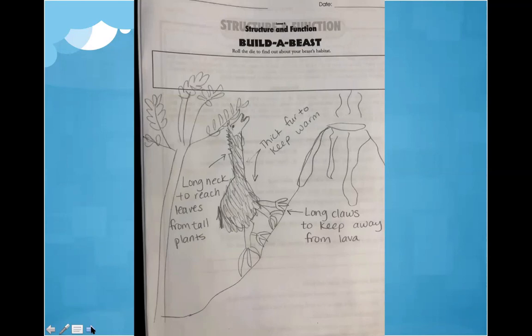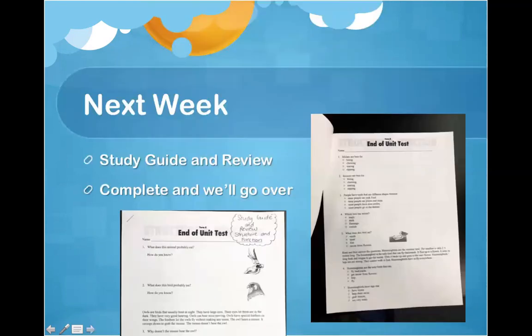Go ahead and submit those next week. And that's all at the end of our lesson for today. That's your assignment. I'd like you to work on the Build-A-Beast. Next week is a review week. So you have, it says end of unit test, and there's 2 different forms, A and B. And then there's an extra end of unit test after that.